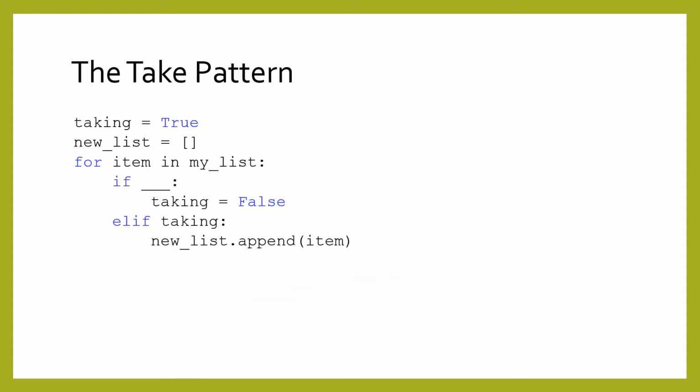The take pattern is a cousin of the find and filter patterns, but has significantly more complexity. We have a list of items, and we want a copy of the items up until a certain point. We again have to walk through the list, but this time we will stop taking elements after we satisfy our condition. Notice that the body of this loop is more complicated, using an elif statement to prevent us from taking elements after we have met the condition. We should look at an example with more context.